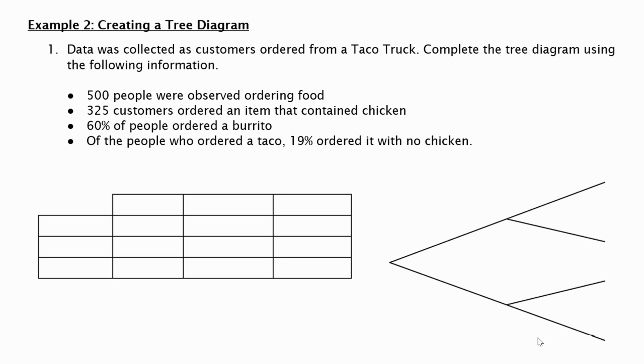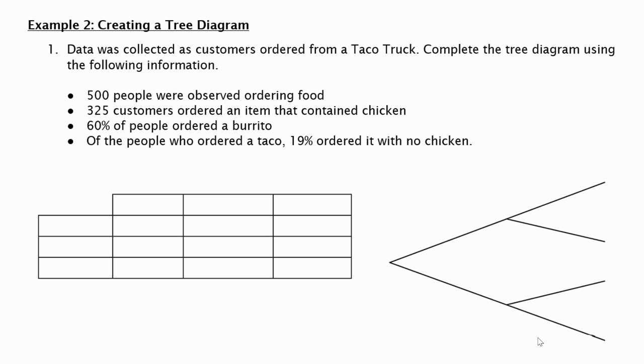Creating a tree diagram can sometimes be a little challenging if you're not sure how to break up the data or sort the data out. So it's sometimes helpful to work with a two-way frequency table. If you need to make a tree diagram, it makes it a little easier to go from there. So it says data was collected as customers ordered from a taco truck.